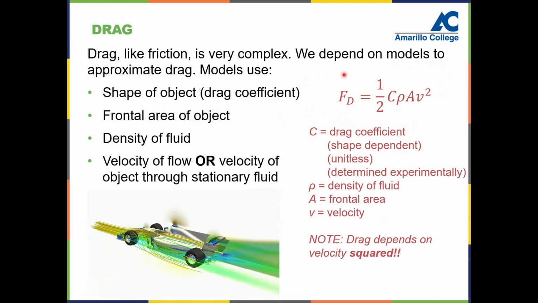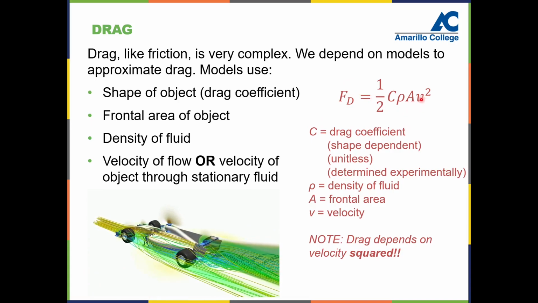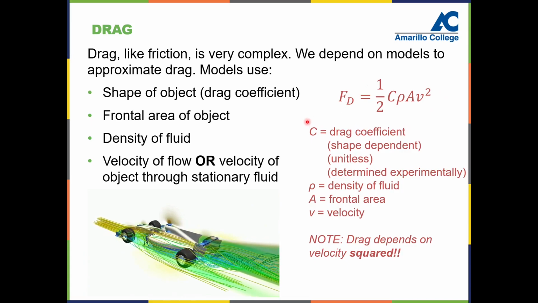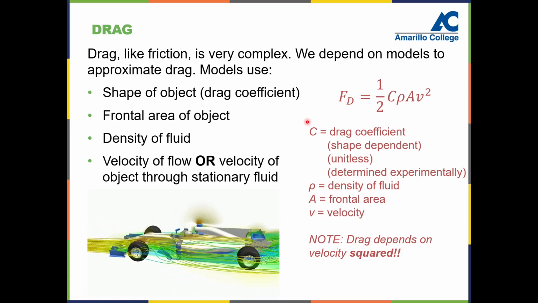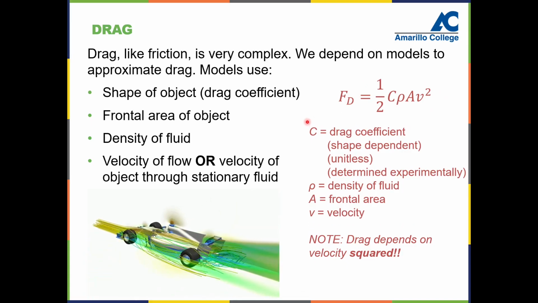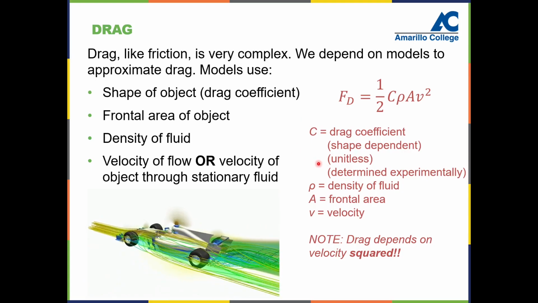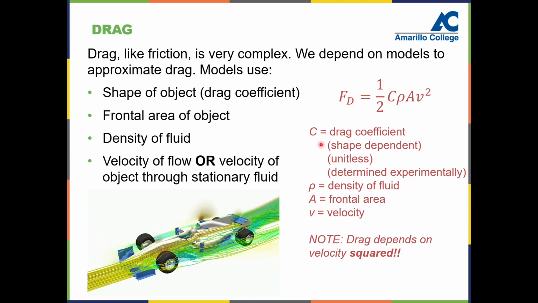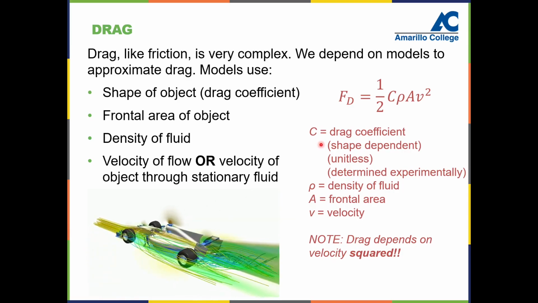Okay, so we have 1/2 C rho A v squared. Let's define what these constants are. C is something that we're going to call the drag coefficient. Just like the coefficient of friction, it is also unitless, but it is a coefficient that depends on the shape of the solid body that is moving through the fluid.